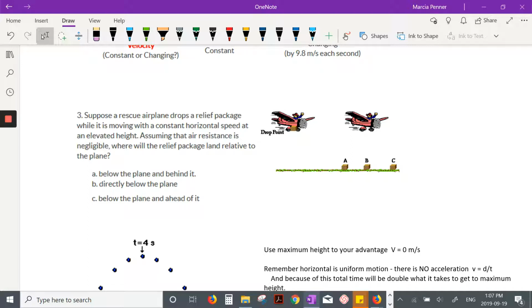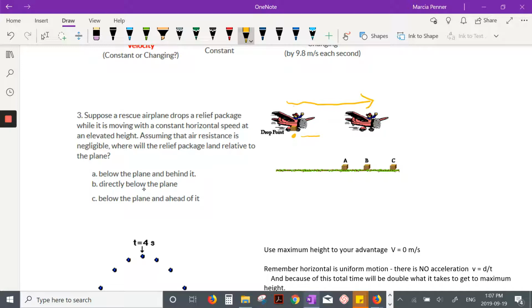So we have our plane, it's traveling horizontally at a constant speed. We have our drop point. So at this point, we have an object that is being released from the plane, and you need to decide where is it going to land, A, B, or C. Now remember that the horizontal motion of this object is, like the plane, going to remain constant.